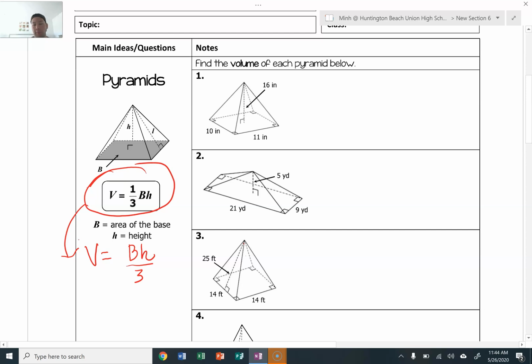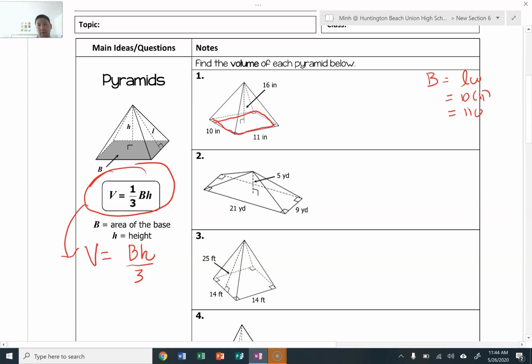So for number one, we need to first find capital B. What's capital B? Capital B is basically the bottom of the pyramid, the flat surface of the pyramid. If you notice right over here, it is a rectangle because the two sides form right angles, but they're not congruent to each other. Since it's a rectangle, that's basically length times width. So you just go 10 times 11, and that should get you 110.